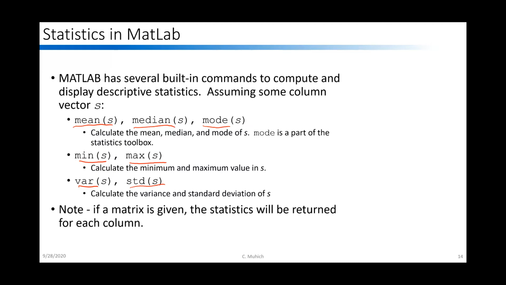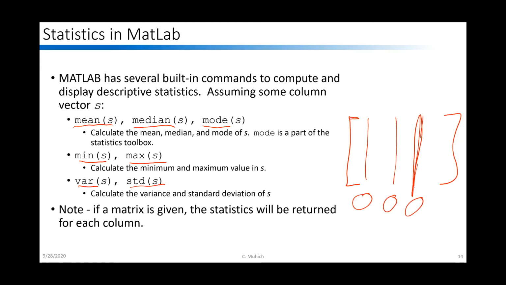If I provide a matrix instead of a vector, Matlab will give us results on a column by column basis. So let's say I have, I don't know, a 3-column matrix. If I type in mean, Matlab will return 3 numbers, the mean of each of our given columns. Okay, cool. Let's go in and try this out in Matlab.